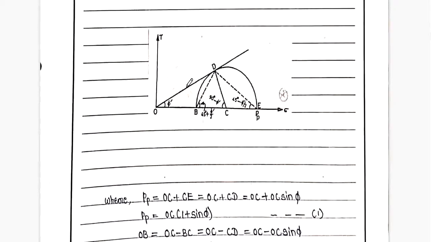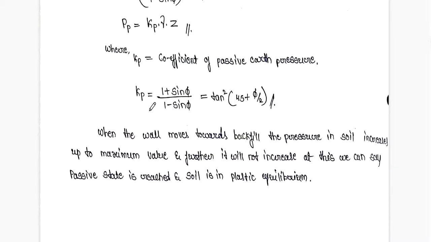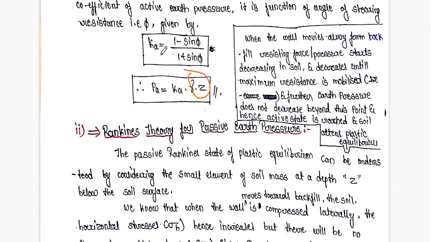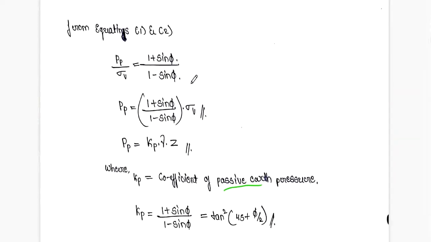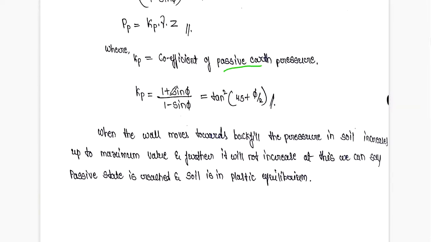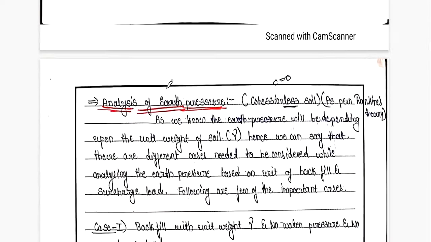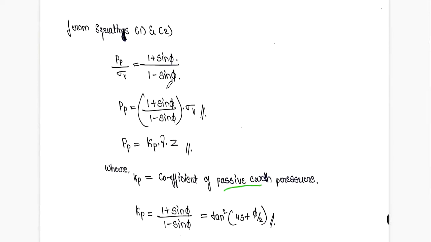The same trigonometrical things I have used, and I have derived the equation for Kp. The coefficient in case of passive earth pressure is called Kp. It is 1 plus sine phi divided by 1 minus sine phi. So this is Kp and this is Ka. In Ka, minus is there in the numerator, and in case of Kp, plus is there in the numerator.